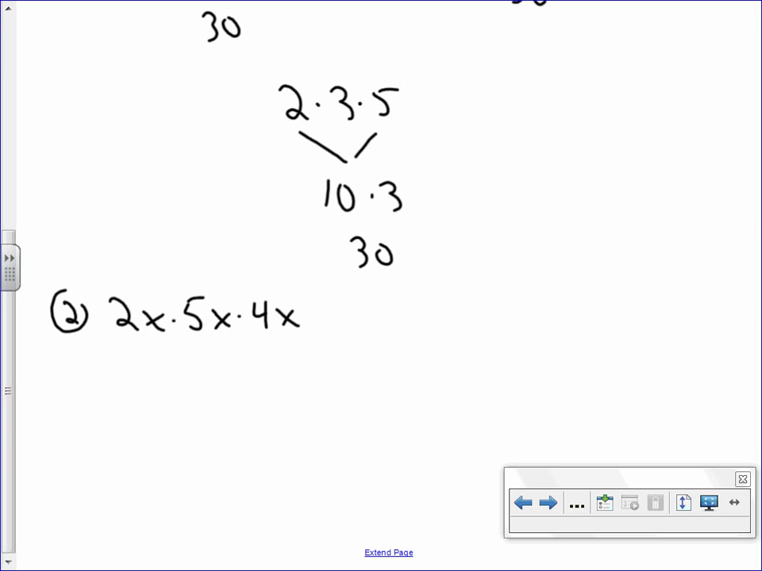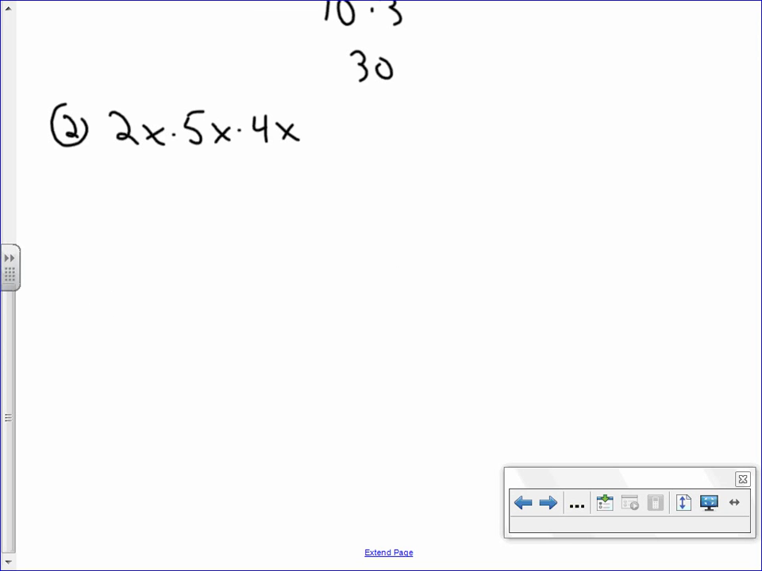We've done this before also. No matter what order you multiply these things in, I'm going to start with these 2x times 5x. 10x squared. Okay. And then 10x squared times 4x is 40x cubed.